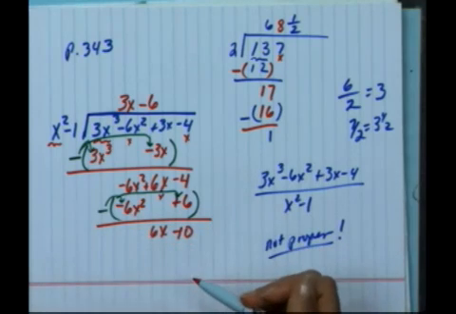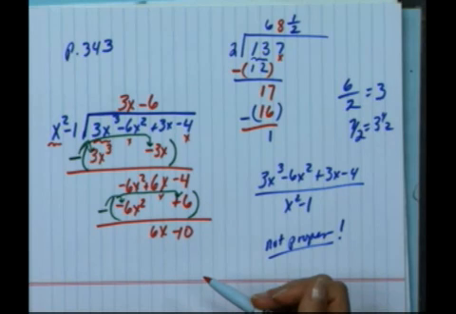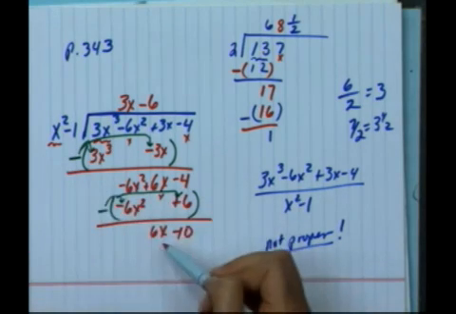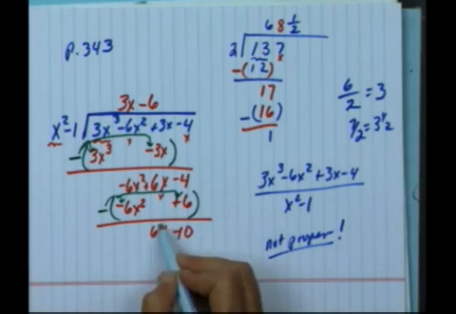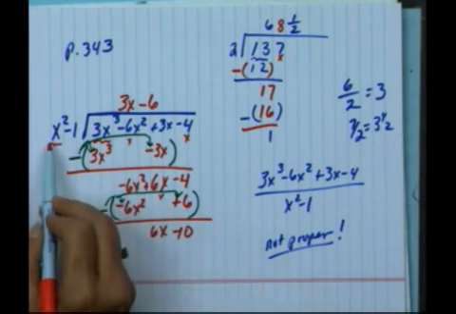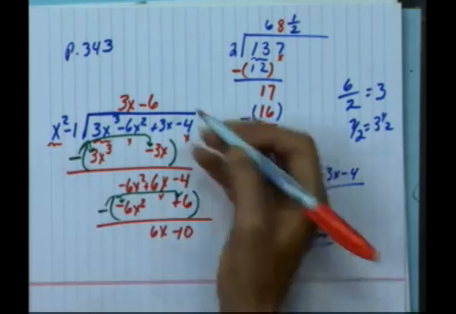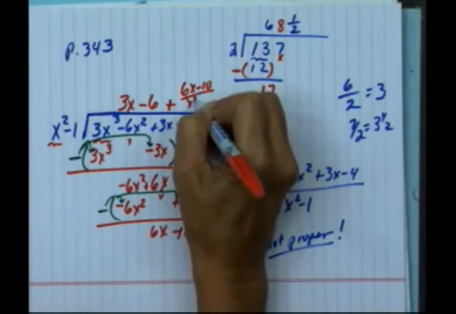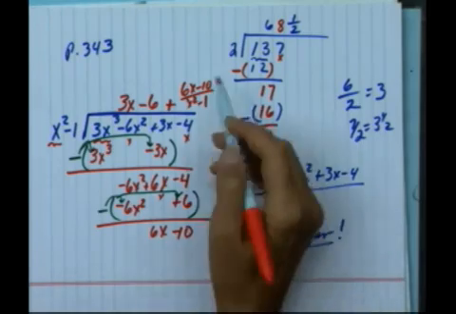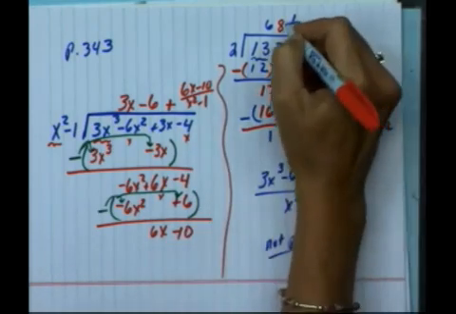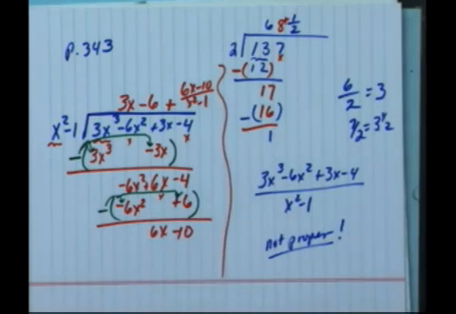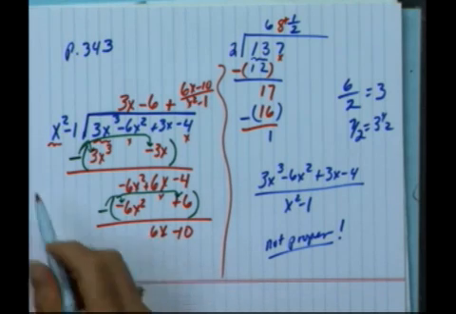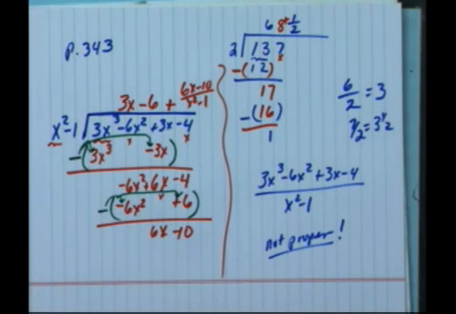Okay, do I continue on or am I done? You're not done. I'm done with my division because the degree of this remainder is less than the degree of my divisor. So we could say plus 6x minus 10 over x squared minus 1. That's my remainder there. Just like I could have said plus a half over there if I wanted to. All right, the degree of my remainder was less than the degree of my divisor, and I knew it was time to quit. Okay? Everybody good?